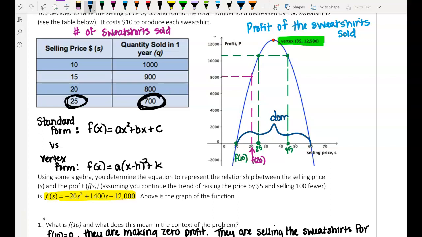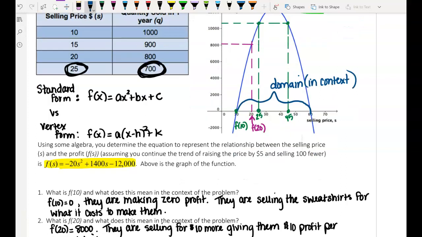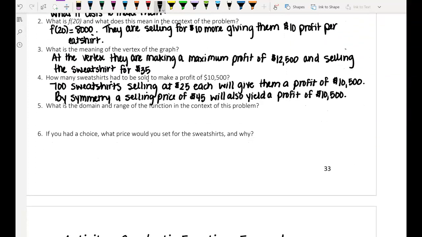This is the domain in context. So my domain can only go from 10 to 60. I can't go below the x-axis in a real life problem. So my domain here is 10 is less than or equal to x is less than or equal to 60. So my domain can only go between $10 and $60.